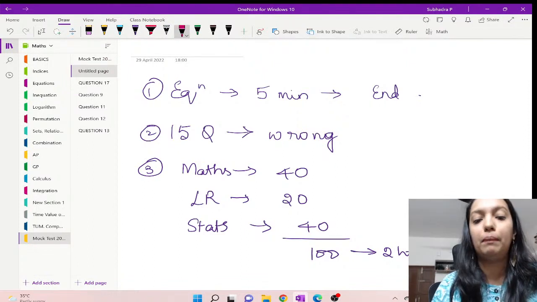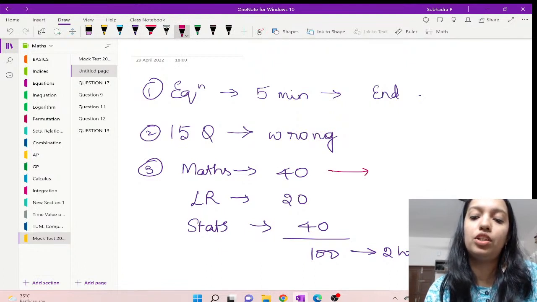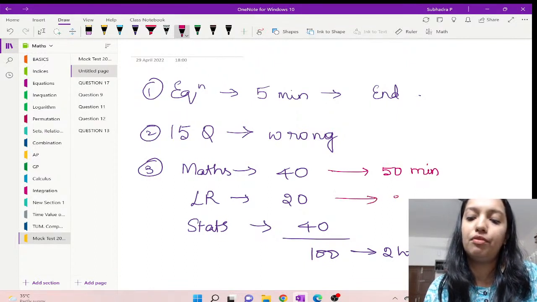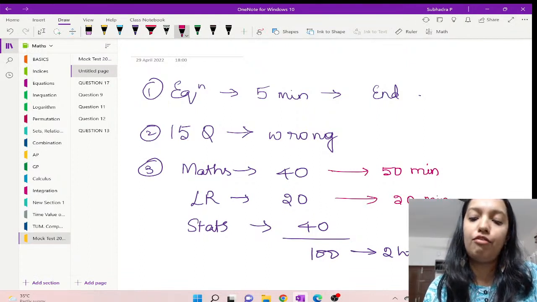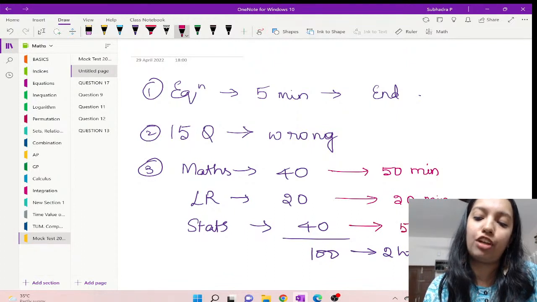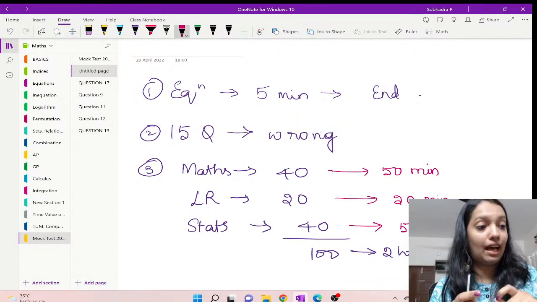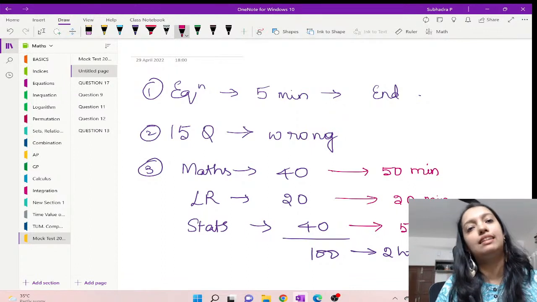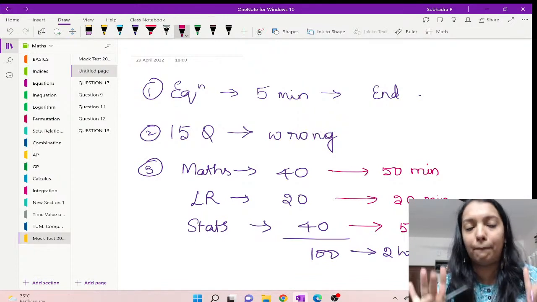So what I recommend in today's session, only for maths, we are going to allot 50 to 55 minutes for solving all the questions. For logical reasoning, we will allot 20 minutes. 20 minutes is more than sufficient, and for statistics we are going to allot 50 minutes. If you ask me any doubt in the live chat, then it will take a little more time and we might have to extend the session until 8:30. So you can expect that the session is going to conclude by 8:30.